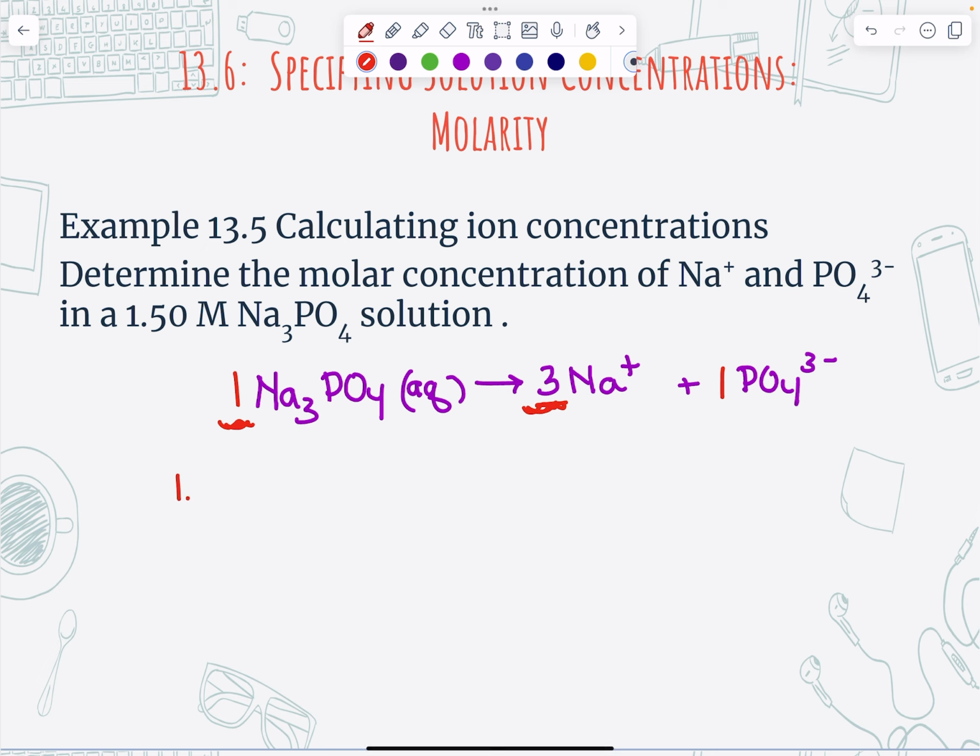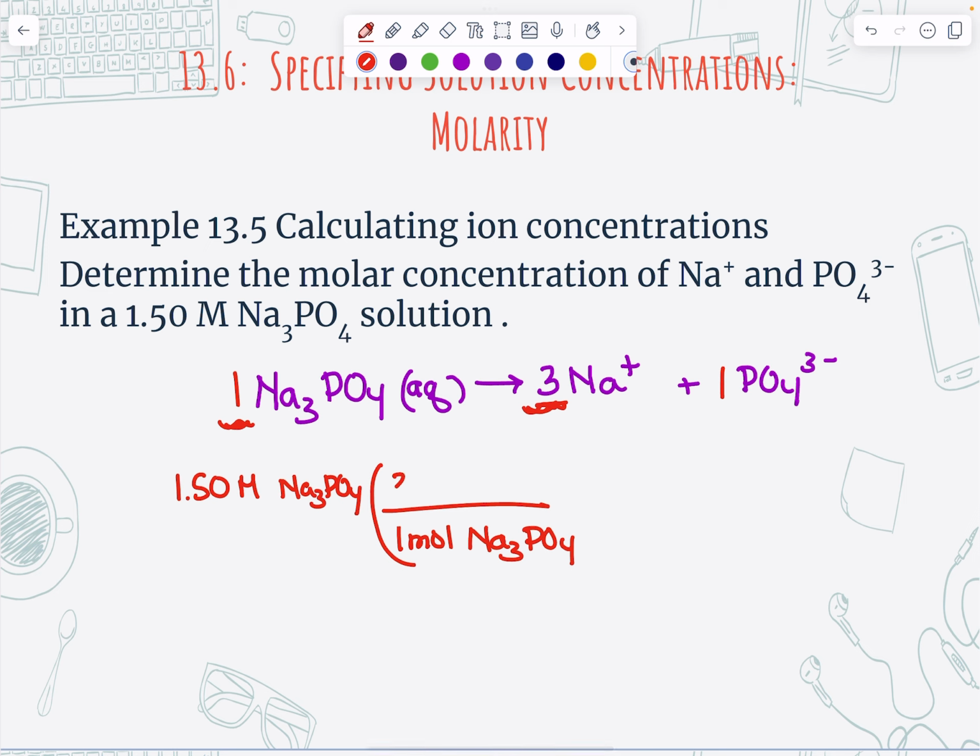So if I have 1.50 molarity Na3PO4, when that breaks up, using the coefficients from the balanced chemical equation, for every 1 mole of Na3PO4, I get 3 moles of Na+. And that would be 4.50 molarity of the Na+ ion.